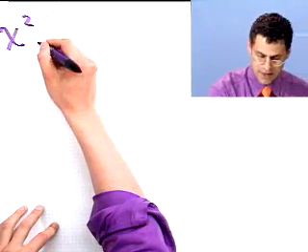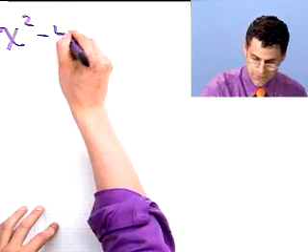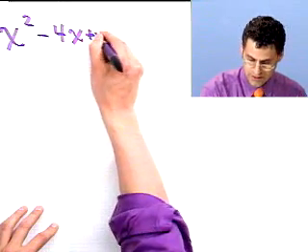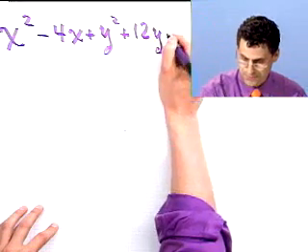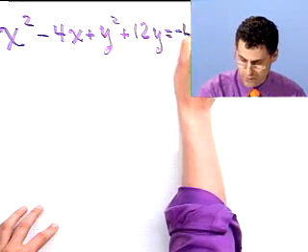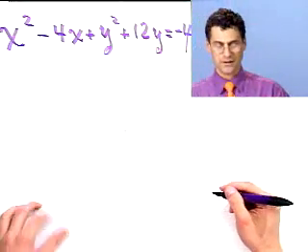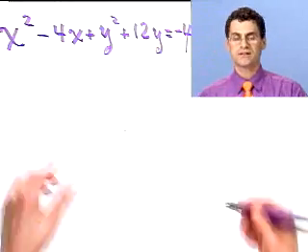So how about x squared minus 4x plus y squared plus 12y equals minus 4? Why don't you try right now to find out where the center and what the radius is for this circle, which is sort of all camouflaged like this. Give it a try, and then we'll do it together.